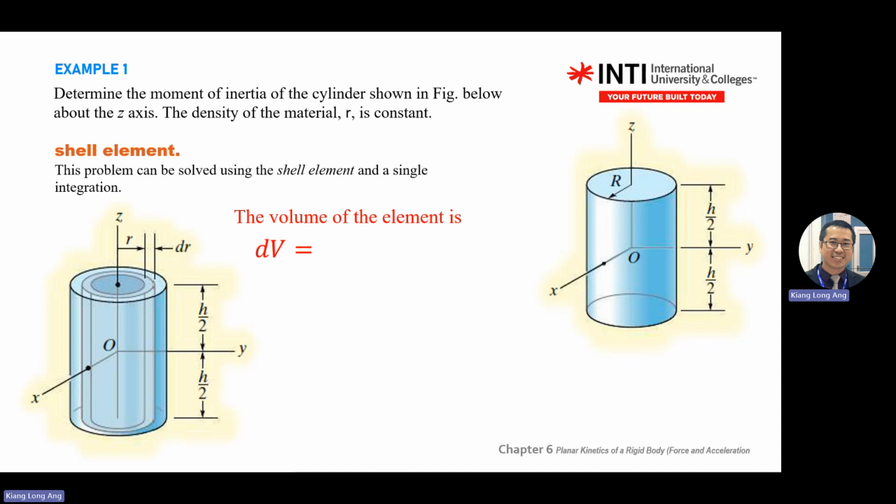How to find volume for this one? dV equal to what? Equal to 2 pi r multiplied by dr. You get the area of this region. Then you multiply by the Z. Okay, so here you have total, the height is from here to here, so total H.